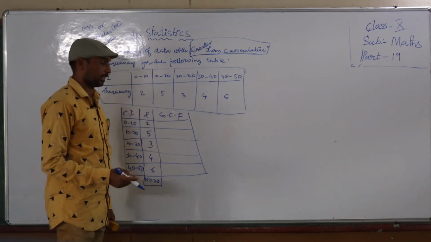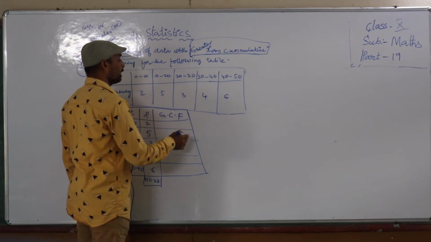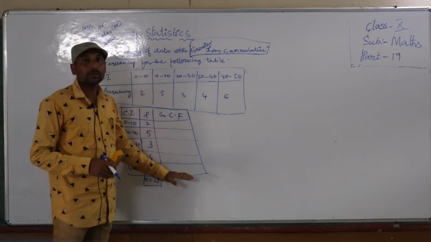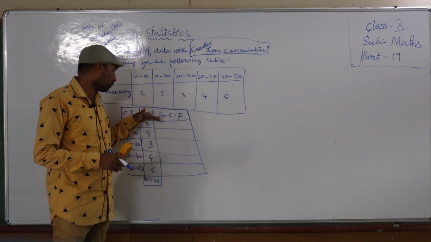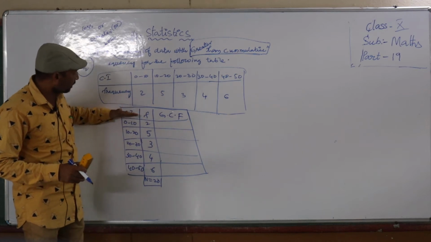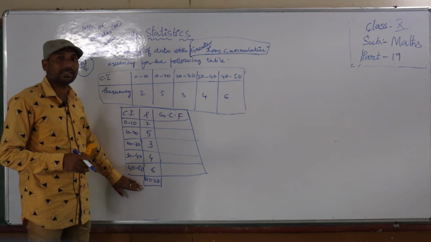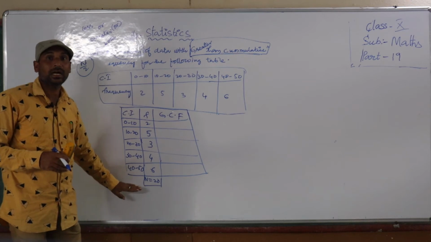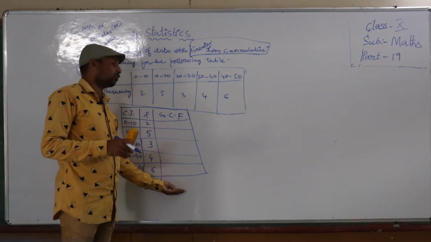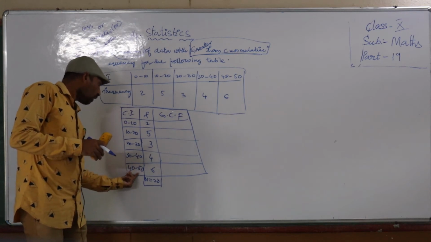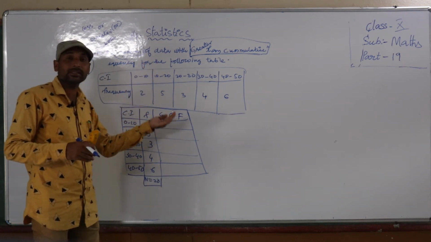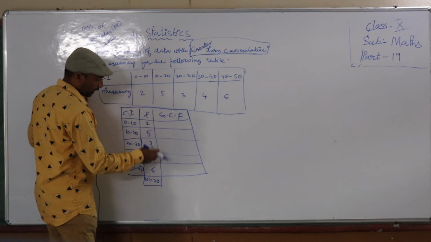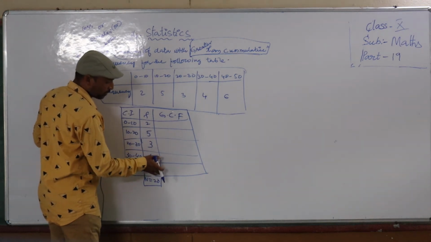Greater than cumulative frequency. See, when we are finding less than cumulative frequency, we are adding from top to bottom, from lower class intervals to higher class intervals. Here we have to add from the highest class interval to the lowest, from the bottom up, so down to up. So what is the first number?